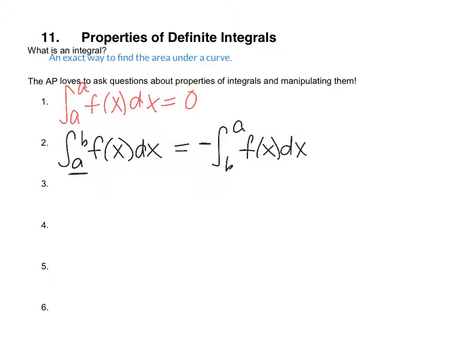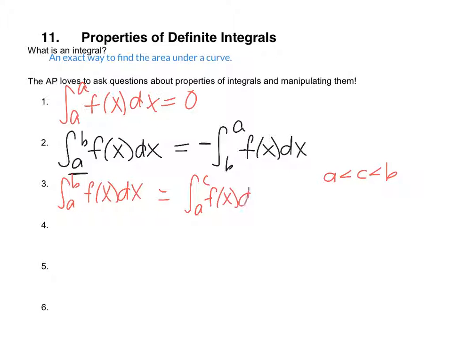Next one is that the integral from a to b of f of x dx can actually be integrated separately with a different point. If I have a c that's between a and b, so if a is less than c, which is less than b, then I can do the integral from a to c of f of x dx, and then add the integral from c to b of f of x dx. So I can break apart integrals and integrate each piece separately, and then it will give me my total integral, total area.